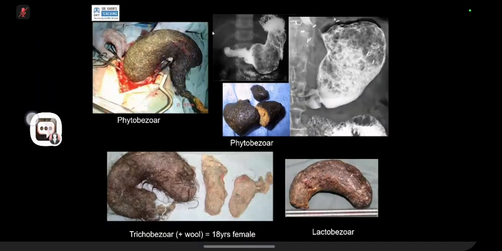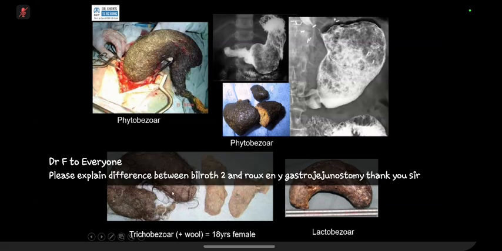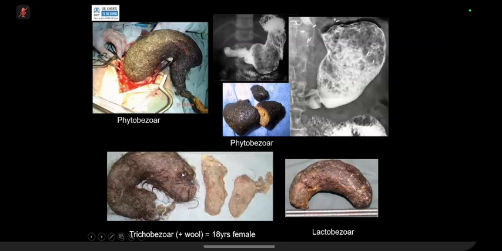This picture, again: if you see a mass inside the stomach, what are bezoars? Bezoars are materials which just amalgamate together to form a pseudo mass inside. This is phytobezoar, from vegetable. This is lactobezoar in a baby. This is trichobezoar, usually seen in young girls. They just pull their hair and keep eating it, and it becomes a mass. This is known as trichobezoar.